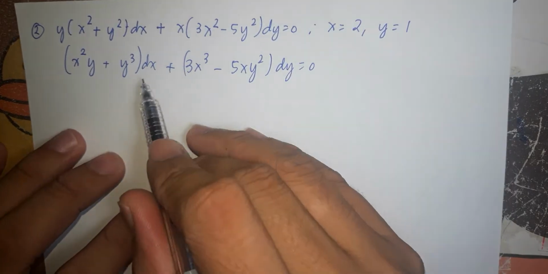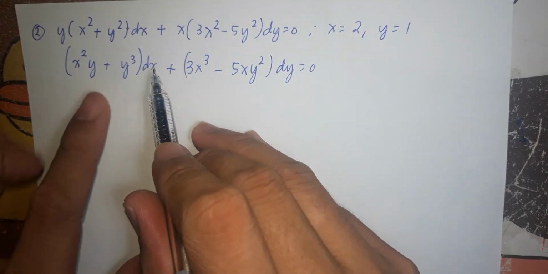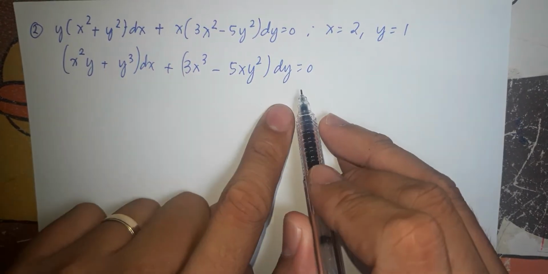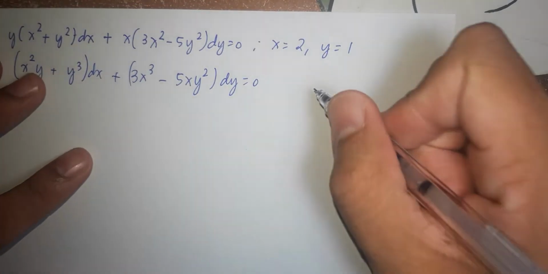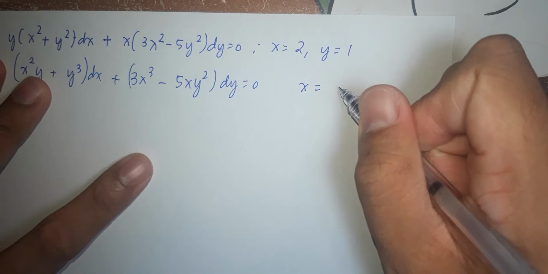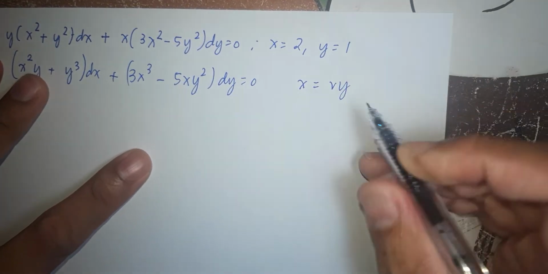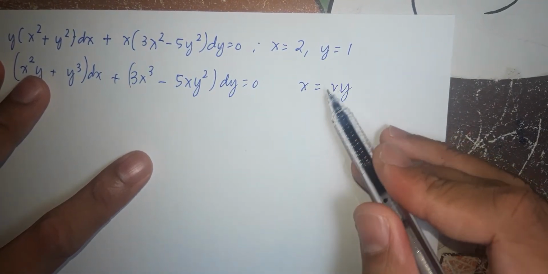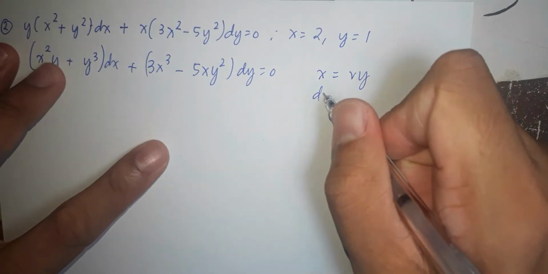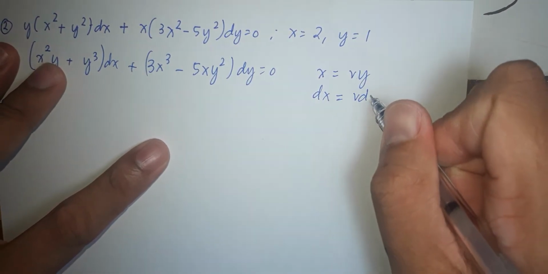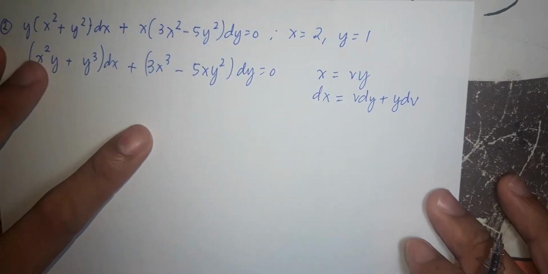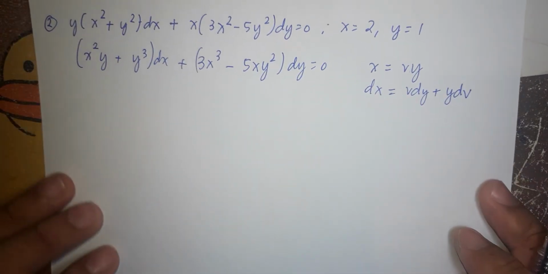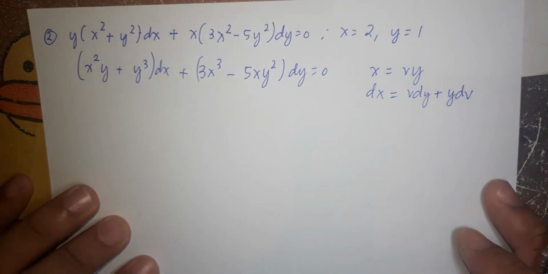So, since napag-aralan natin na ang dx 2 terms times 2 terms, ito 2 terms times 2 terms. So, walang mas madali, kahit ano pwedeng-pwede na. So, let us now choose muna na x is equal to vy. So, instead of q, ginawa ko nang v, kasi pwede naman kahit anong variable. So, dx is equal to v dy plus y dv using our derivative of a product.